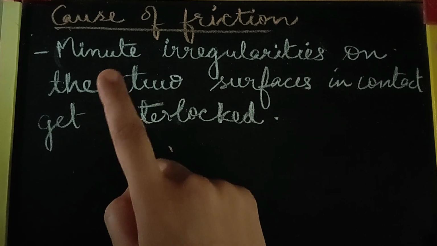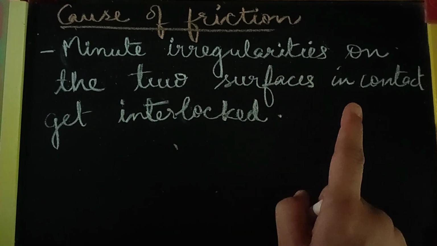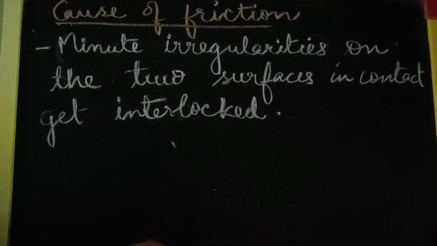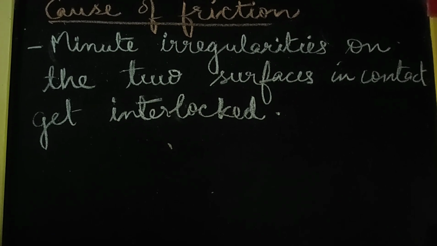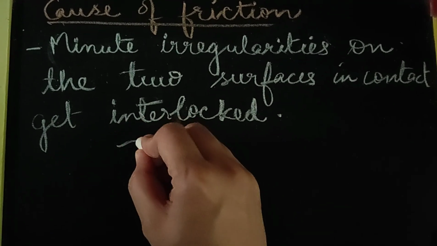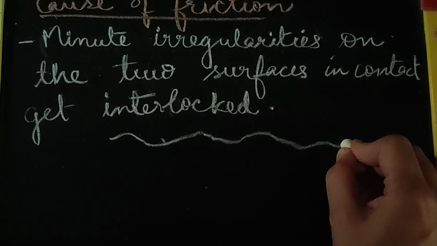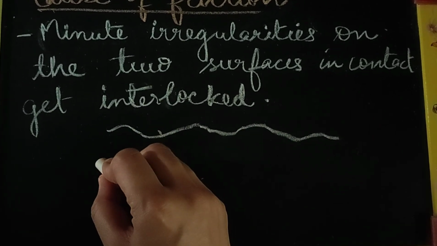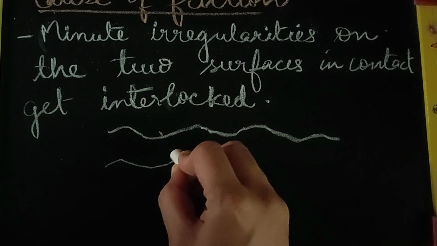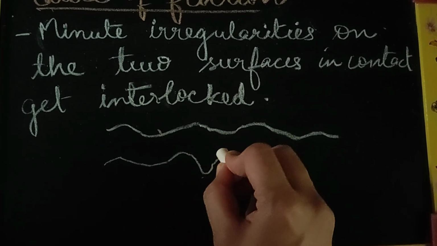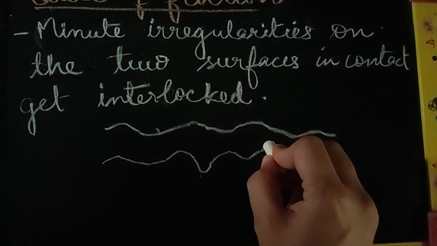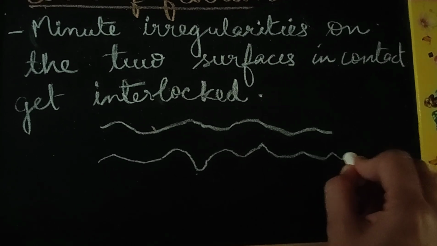As discussed, there are minute irregularities on the two surfaces that are in contact, and these irregularities get interlocked. Now a diagrammatic representation is that suppose this is one surface having minute irregularities at microscopic level, and this is another surface which is going to be in contact with the first one. It also has minute irregularities.